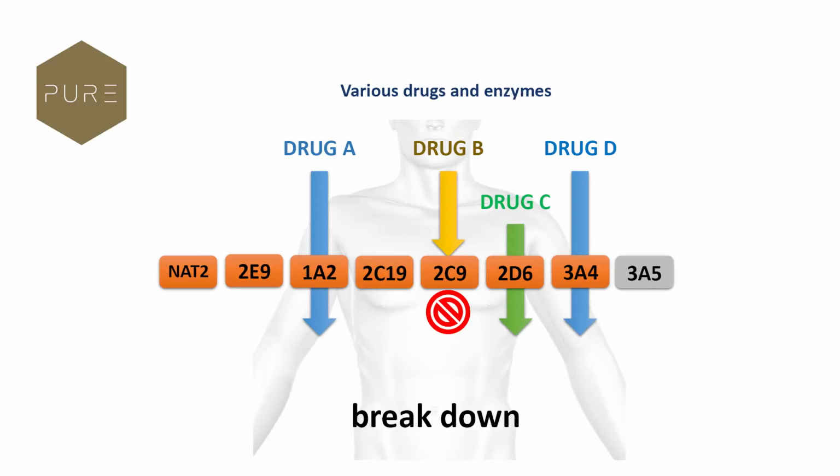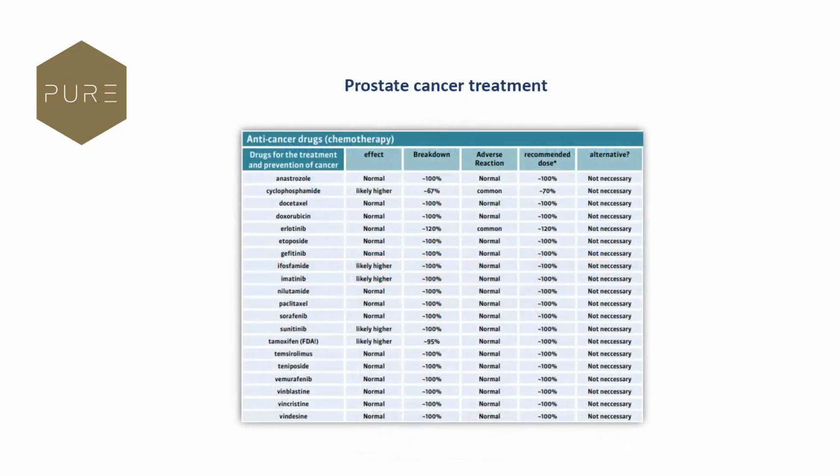So what we can do is we test these number of genes, and then we can look at anti-cancer drugs, anything to do with cancer, not just chemotherapy, but all surrounding drugs as well. And then we can see how fast they're broken down. And you will see this kind of table. These are the different substances.